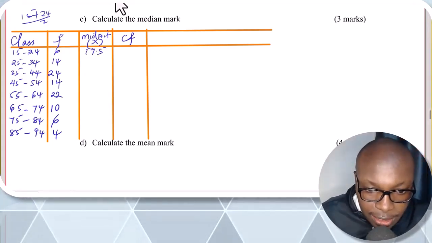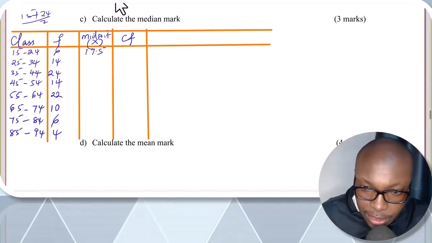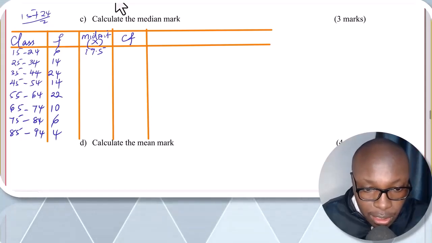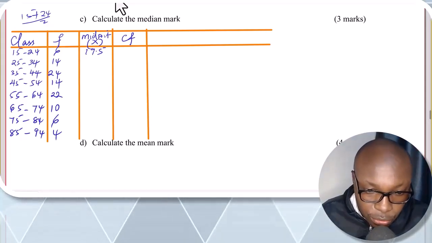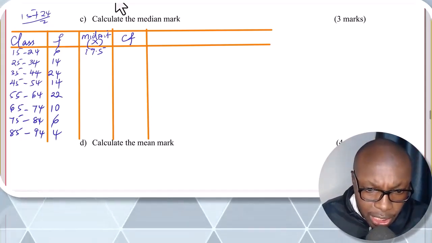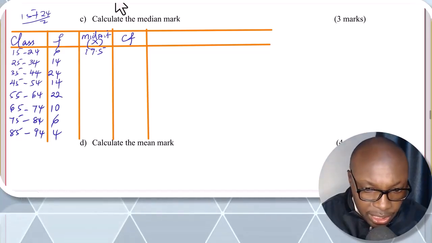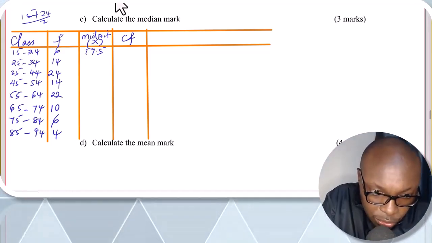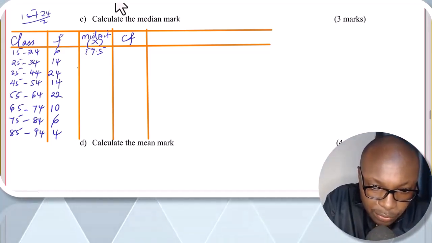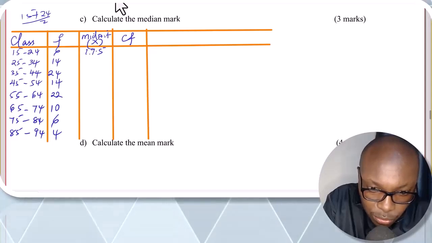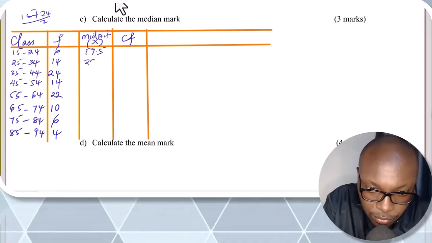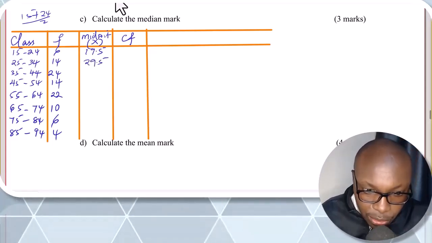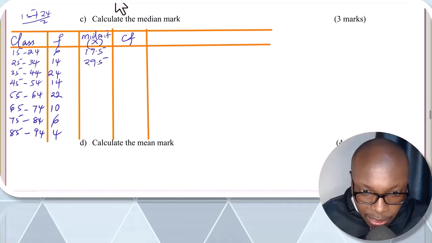And since the class sizes are uniform, in all these other classes, you don't need to keep on getting the midpoint. You notice that the difference will be 10. So like the other one, the midpoint for 25 to 34, you simply add 10 to 19.5. That will be 29.5. That is when you get 25 plus 34 divided by 2.